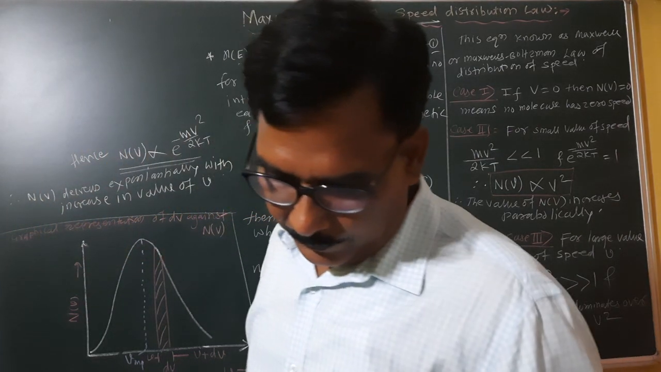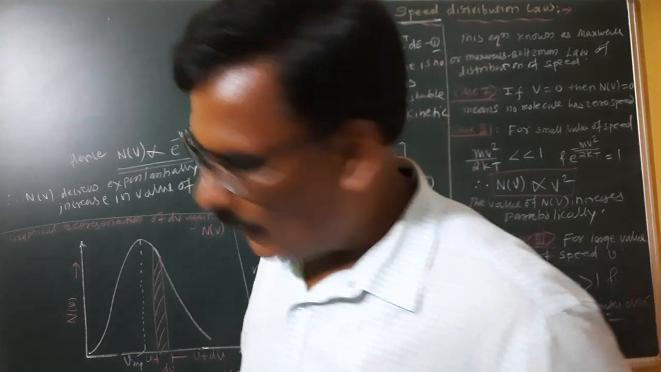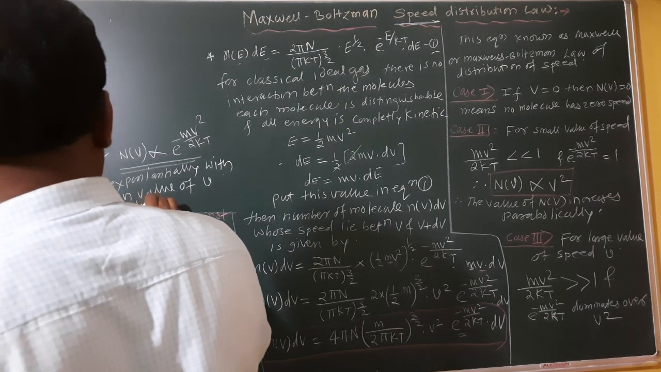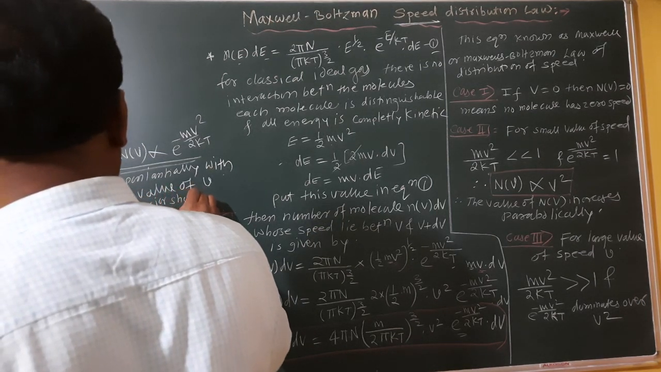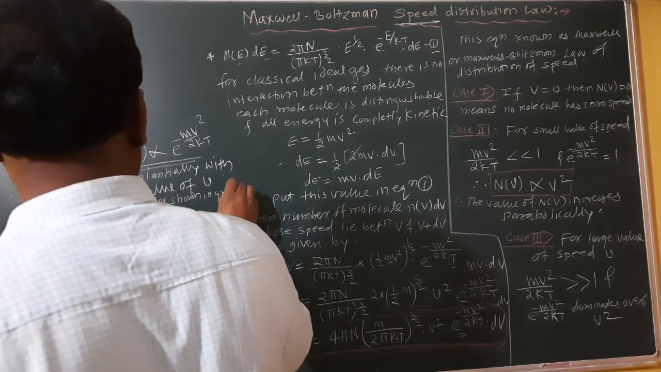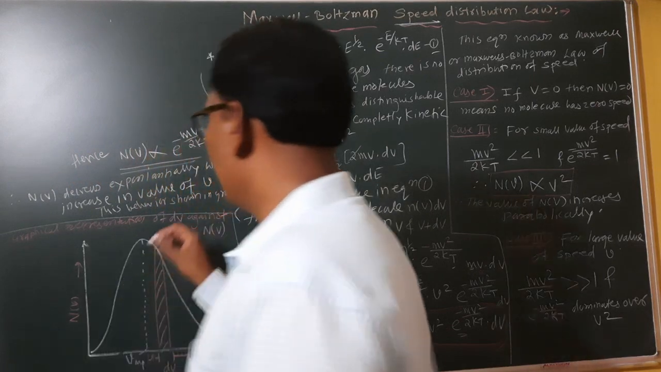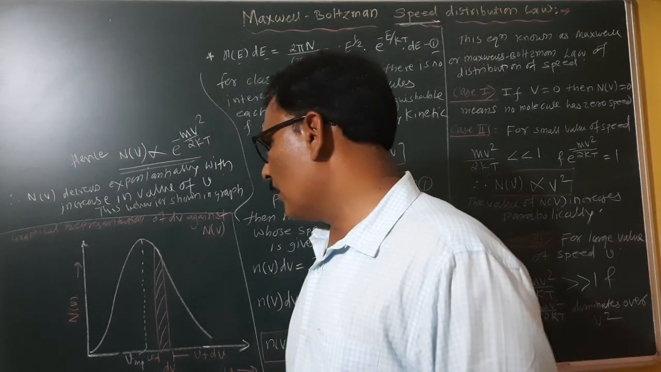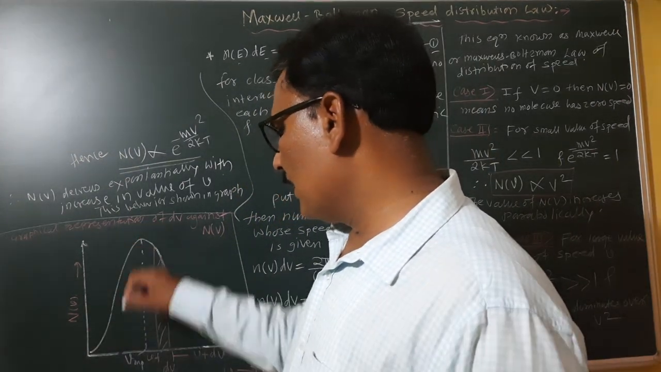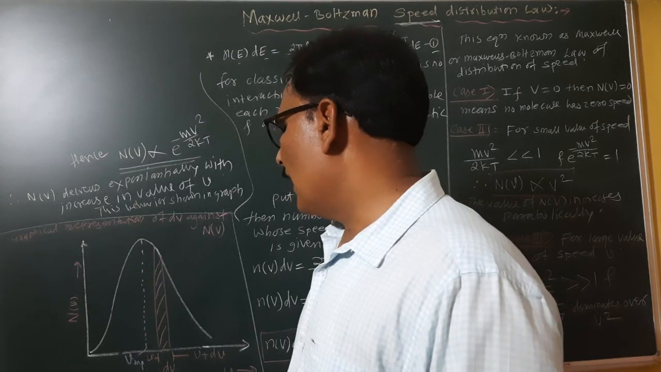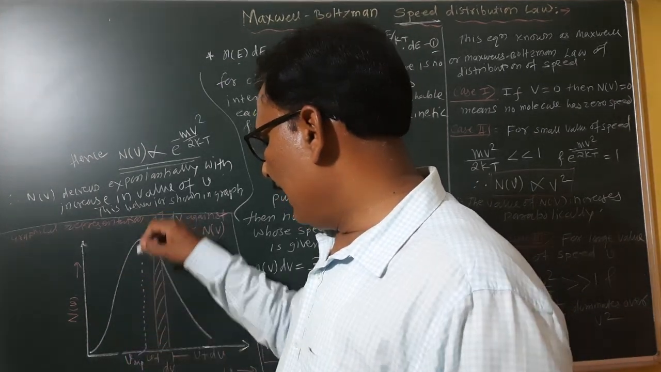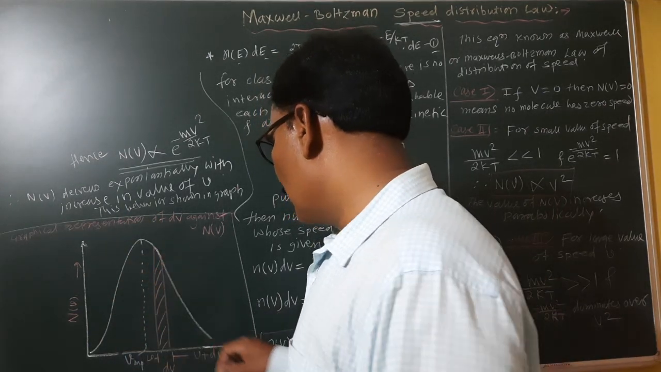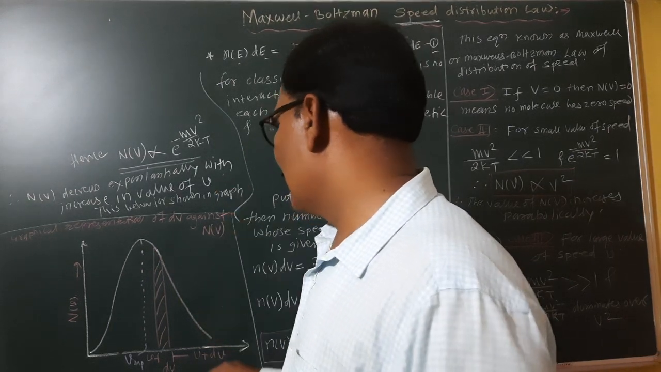This behavior is as shown in the graph below. This is the graphical representation of N of v versus v. N of v goes on increasing with increasing v up to a certain value, v MP, and after that it goes on decreasing exponentially with increasing speed.